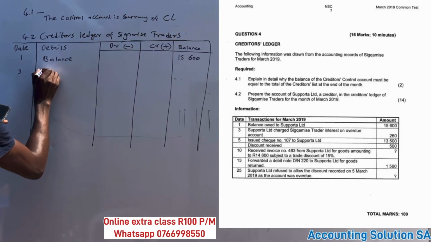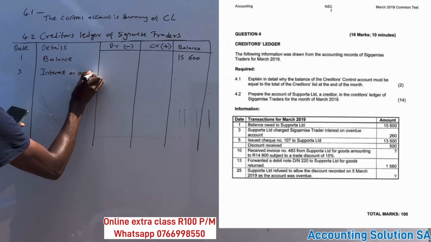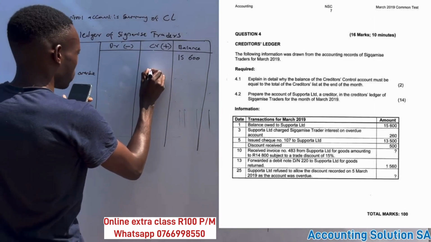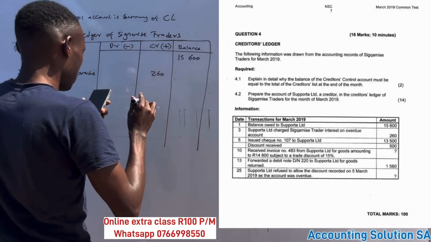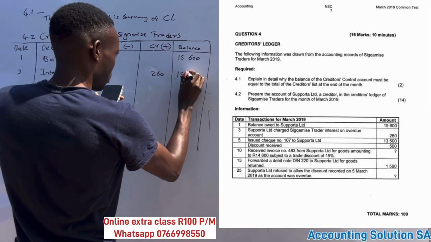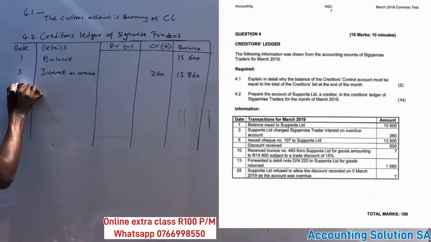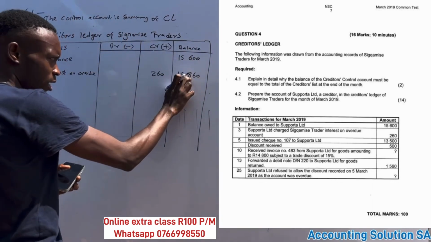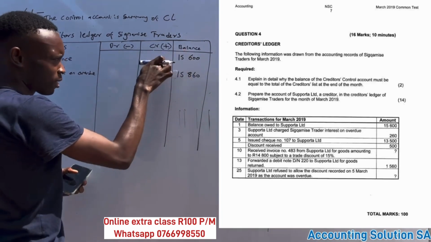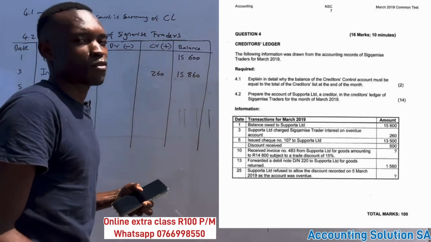Interest on overdue amount is 260, and if we add them together, it's going to give us an amount of 15,860. All right. Then let's go to the next transaction on the 5th. After each and every transaction, guys, record the balance. We go to this side because we add this one plus this one, which gives us this one. But if we write on this side, we are going to subtract from the previous balance.